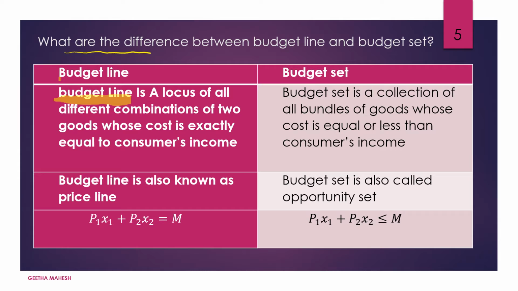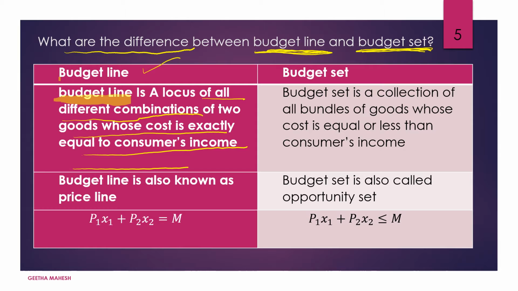What are the differences between budget line and budget set? Budget line, we know budget line is a part of budget set. So, what is budget line? Budget line is a locus of all different combinations of two goods whose cost is exactly equal to consumer's income.